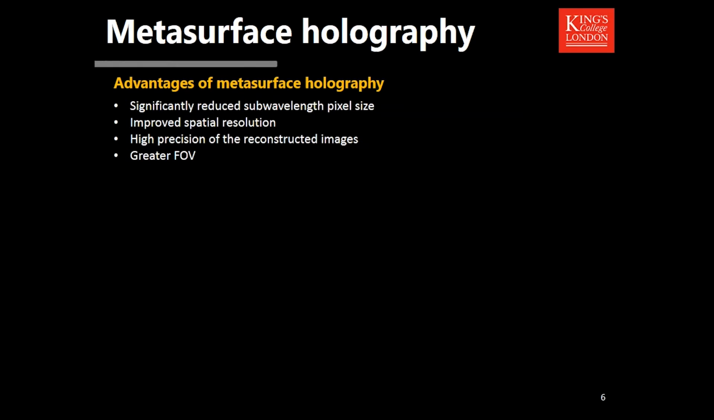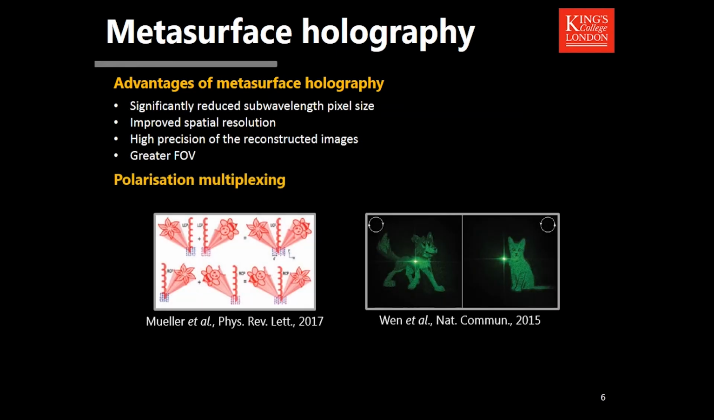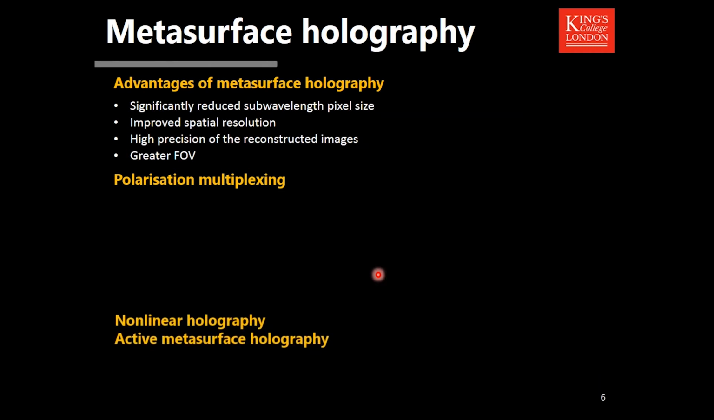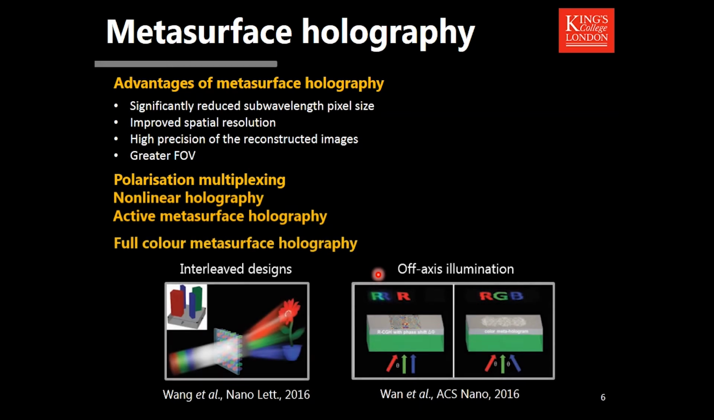And through the years, there have been many nice studies looking into the generation of optical holograms using various degrees of freedom. Some people have been using, for instance, polarization multiplexing, whereby using different helicities of circularly polarized light, different holograms can be produced. Some other studies have used nonlinear optical processes or active metasurfaces to generate holograms. Here we will be mostly interested in wavelength multiplexing or full-color metasurface holography, which remains quite challenging at the moment.